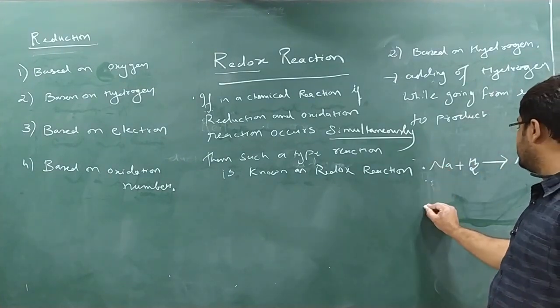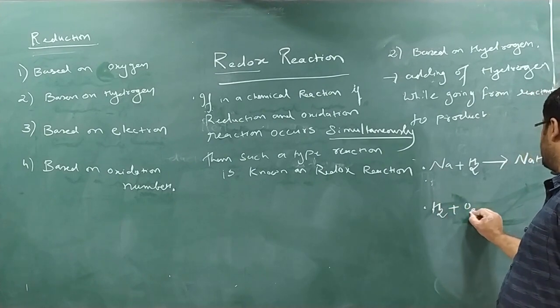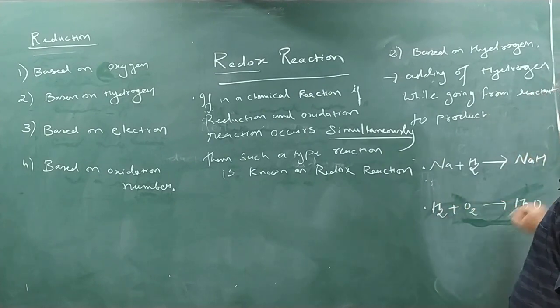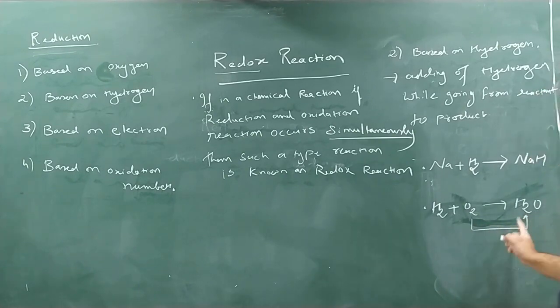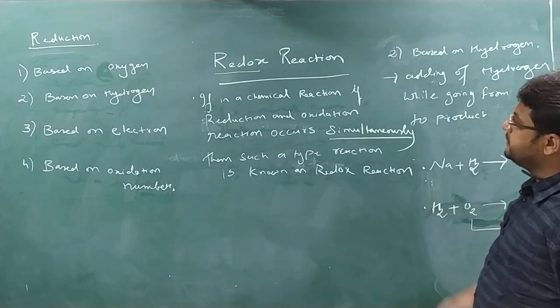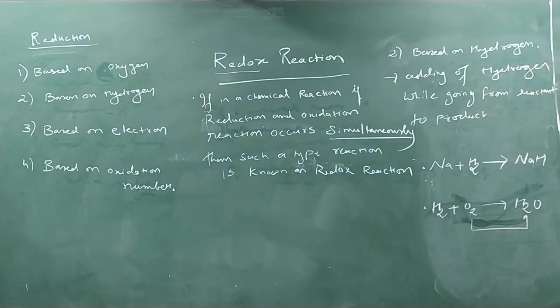Another example, if I say H2 plus O and form H2O. Here oxygen is alone, but when we go from here to here, there is an adding of hydrogen. So such a type of chemical reaction is known as what? A reduction reaction. And other examples will come in the chapter.